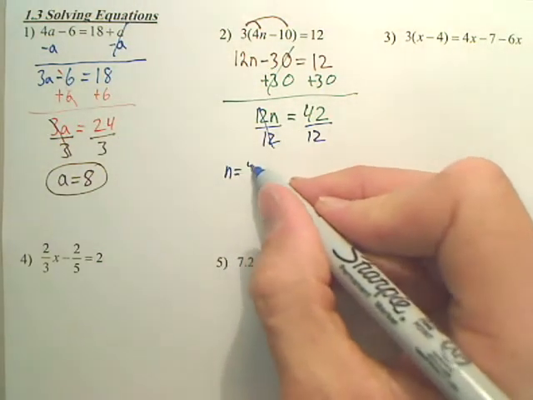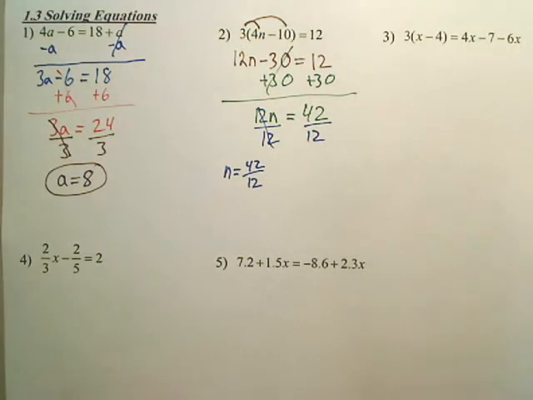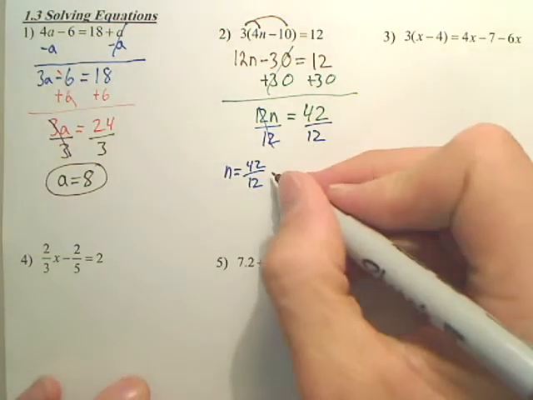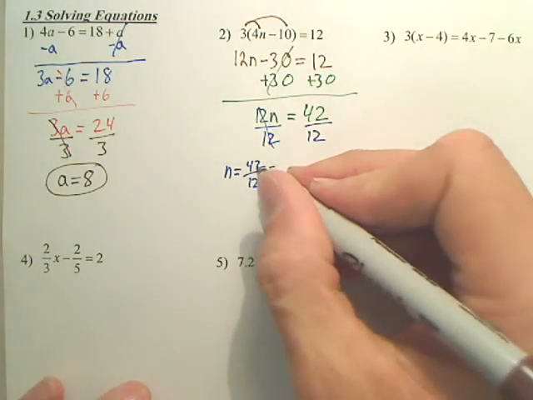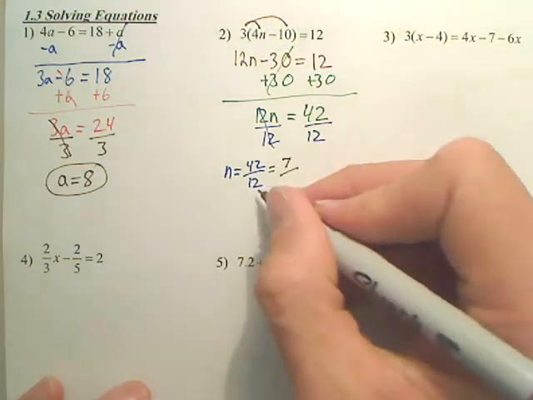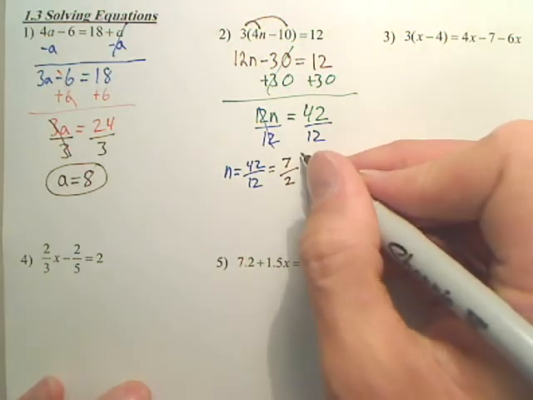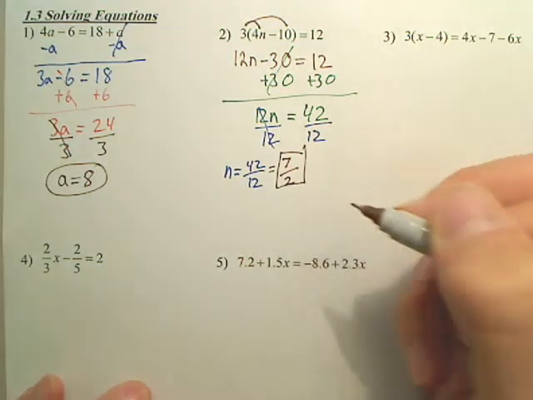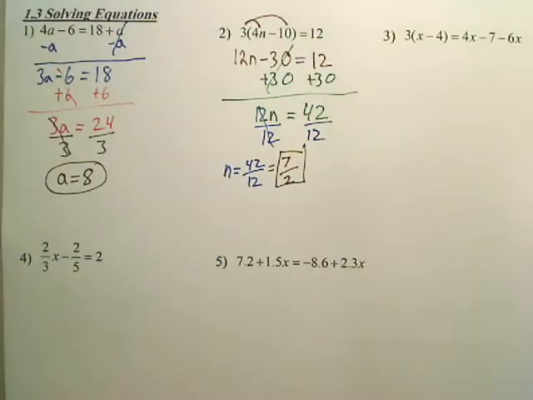Okay, so n is 42 over 12, which I'd like to reduce. So what number goes into 42 and 12? 6. That's the biggest number it looks like. 6 goes into 42, 6 goes into 12. And you cannot reduce 7 over 2. That 3.5 is fine.